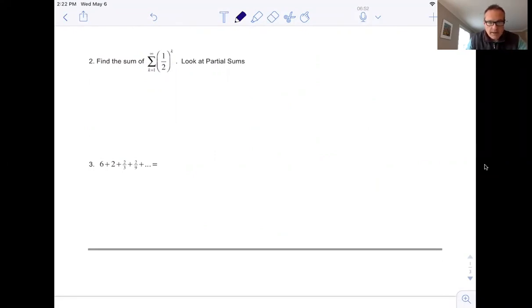So the second one, again, it says, look at the partial sums. And what am I going to do? I'm going to look at the sequence, and then I'll look at the series. The sequence means plug in 1, plug in 2, plug in 3, see what happens. Plug in 1, you get a half. Plug in 2, you get a half squared, that's a quarter. A half cubed is 1/8, and then 1/16, and then 1 out of 32. And fairly obvious, the sequence converges to 0. You can see it keeps getting smaller and smaller. You'll never quite get to 0.